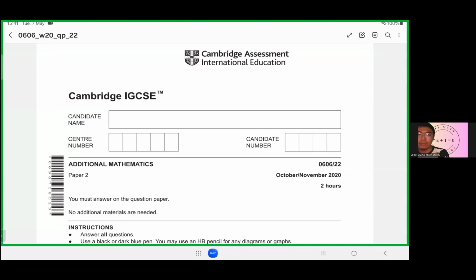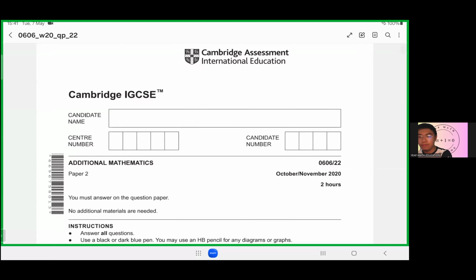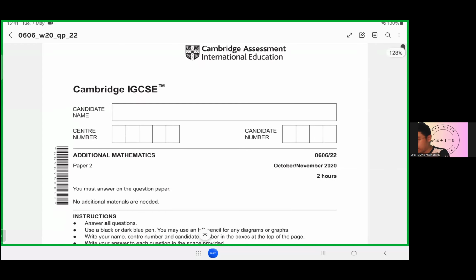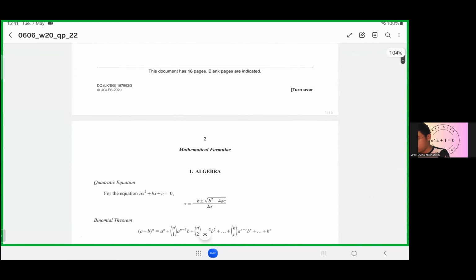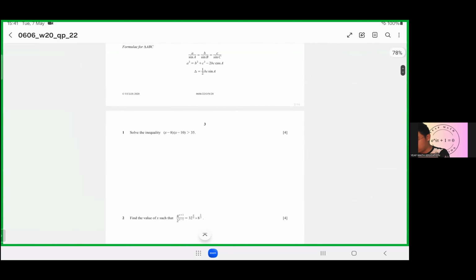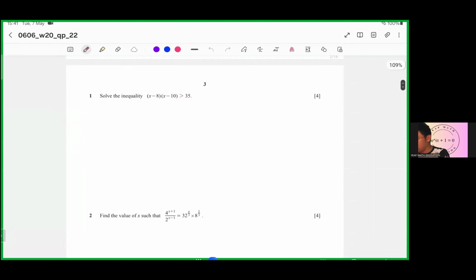Today we will discuss Cambridge IGCSE Additional Mathematics 0606/22, Paper 2 of November 2020. Okay, you already subscribed, right? Now we can start. Now we look at question one.